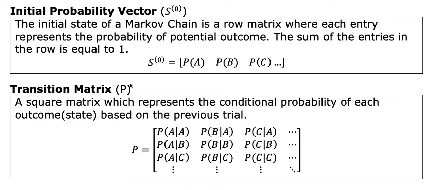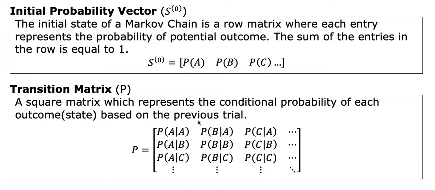Now, the characteristic of a Markov chain is that it has a predictable behavior based on previous results. So this transition matrix P, if you multiply it by this initial probability vector, you can simplify calculations involving conditional probability. So a transition matrix is a square matrix which represents the conditional probability of each outcome or state based on the previous trial.